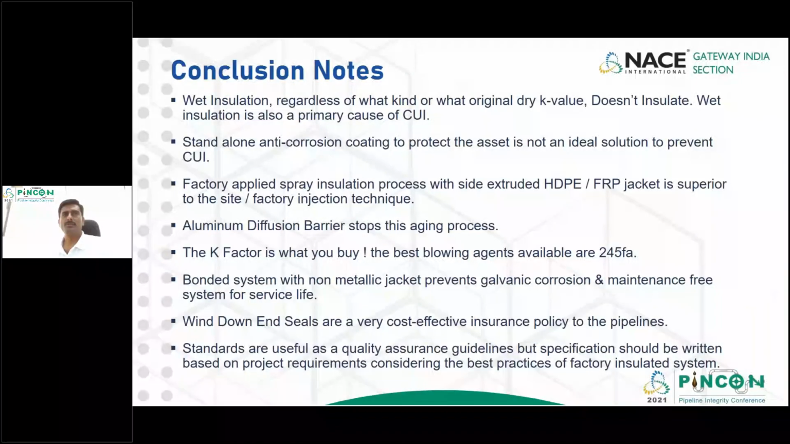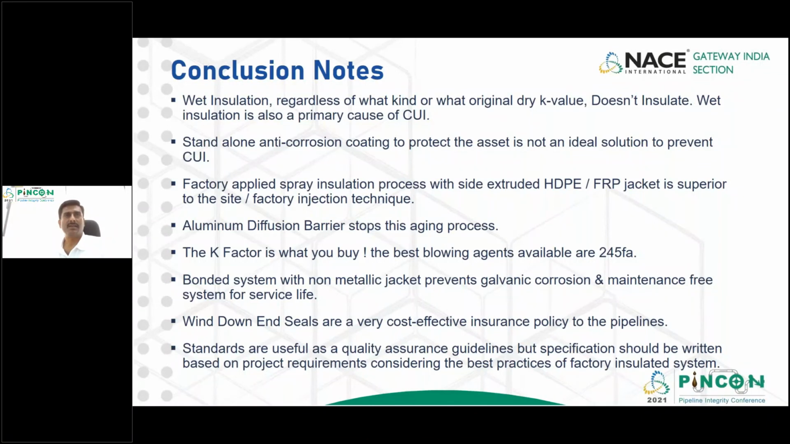Some of the conclusion notes to conclude: wet insulation, regardless of what kind or what original dry K value you use, doesn't insulate. Wet insulation is also a primary cause of corrosion under insulation. Standalone anti-corrosion coating to protect the asset is not an ideal solution to prevent corrosion. Factory applied spray insulation process with side extruded HDPE or FRP jacket is superior to conventional technology. Aluminum diffusion barrier stops the aging process. The K factor is what you buy. The best blowing agent available is 245fa.